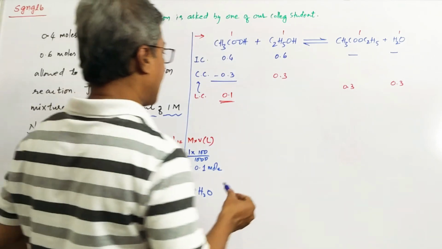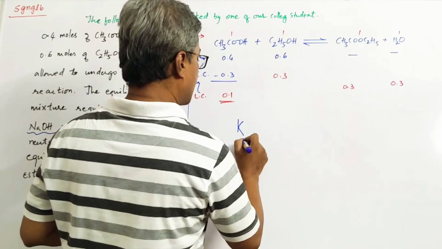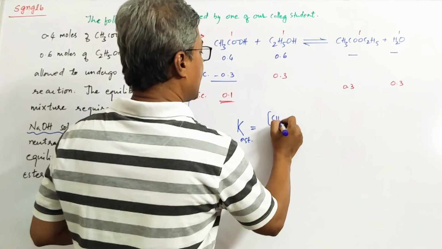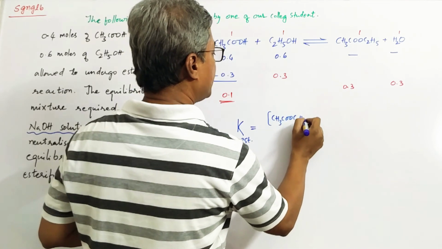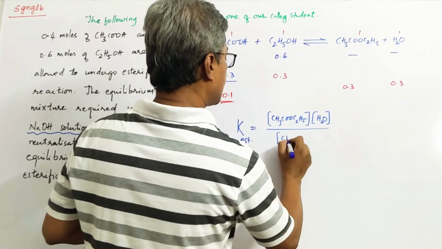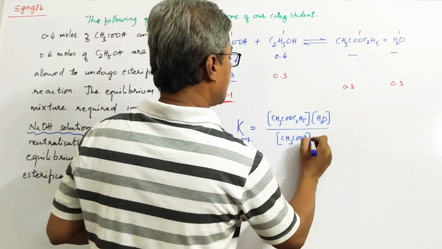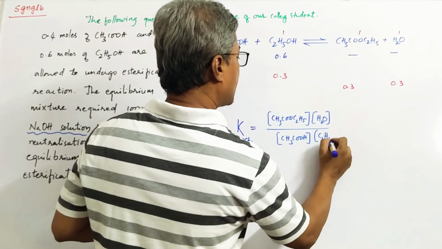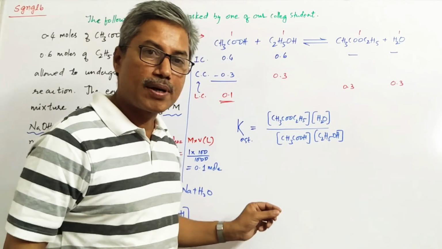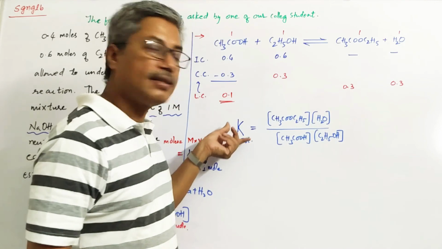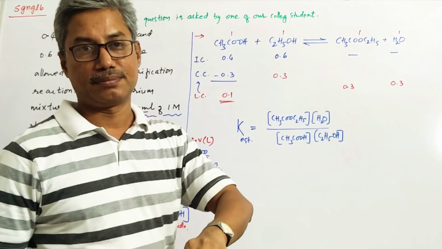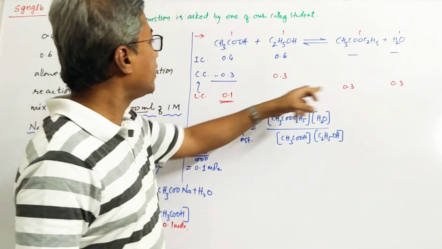Now we can write K, the equilibrium constant of this esterification, by the law of mass action. Molar concentration of CH3COOC2H5 into molar concentration of H2O divided by molar concentration of CH3COOH into molar concentration of C2H5OH. Remember students, K is the equilibrium constant. It means that this K deals with the concentrations of the reactants and the products present at equilibrium. Clear? And all these are equilibrium concentrations.